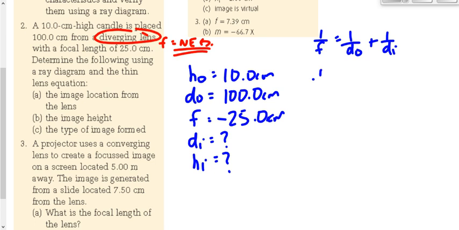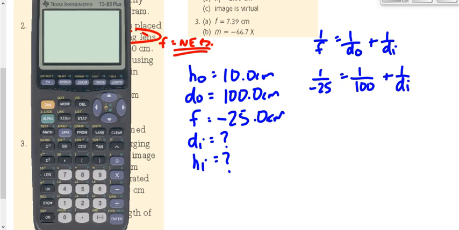I know what F is, so I'm going to plug in negative 25. DO is 100. And I'm looking for DI here. So how am I going to do that? Well, remember, on the calculator, there's the little trick here. We've got to say 1 over negative 25, and then subtract from that 1 over 100. The easiest way to do that on your calculator is to say negative 25 x to the minus 1. That's 1 over 25. Subtract 100 x to the minus 1. Okay, that's negative 100. Gives me negative 0.05.